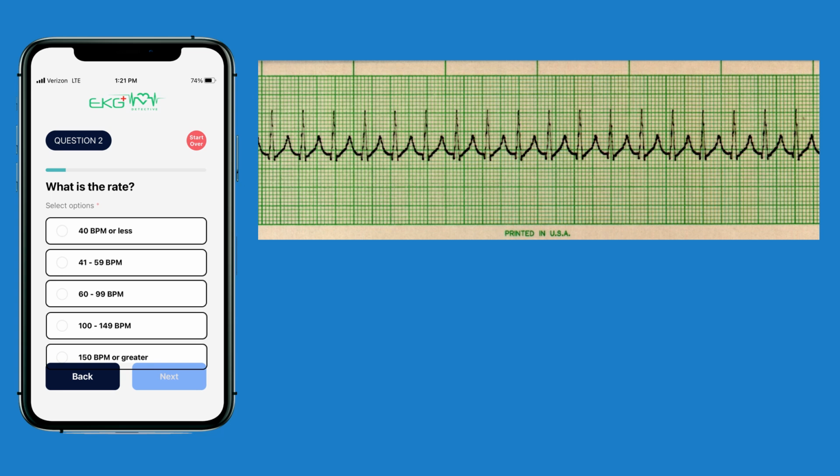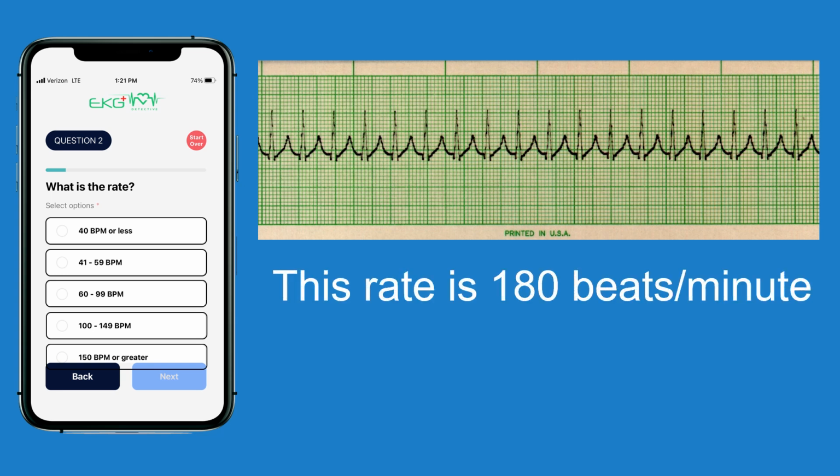The next question in the app is going to be asking what the rate is of the rhythm. And looking at our atrial tach here, we have 18 beats in this 6-second strip. So that means that our rate is running at 180 beats per minute. So we will go to the app. We're going to select 150 beats or greater, and then we will hit next to go to the next screen.